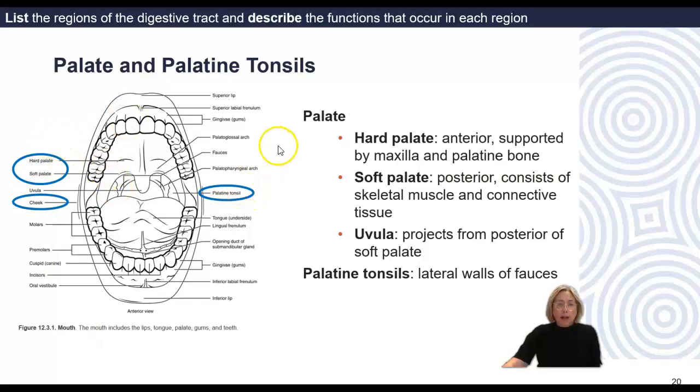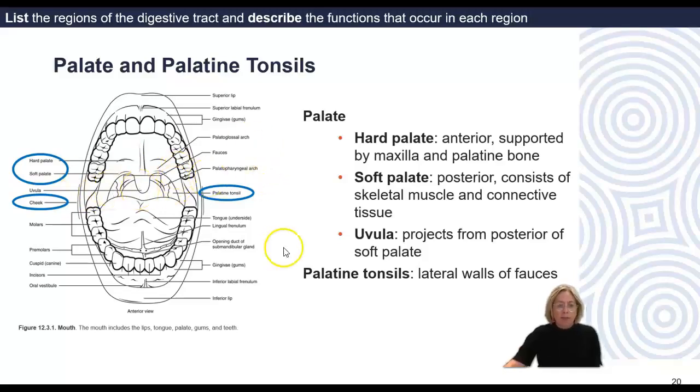Moving on then to the palate and the palatine tonsils. The palate itself has two components. Anteriorly, we have this bony, hard palate, which is supported by the maxilla and the palatine bone. And then posteriorly, we have a non-bony palate called the soft palate. And it consists of skeletal muscle and connective tissue. And you can see here the uvula or the grape, which projects from the posterior of the soft palate. And the palate itself is really important in swallowing, because it prevents food from entering the nasal cavity during that process.